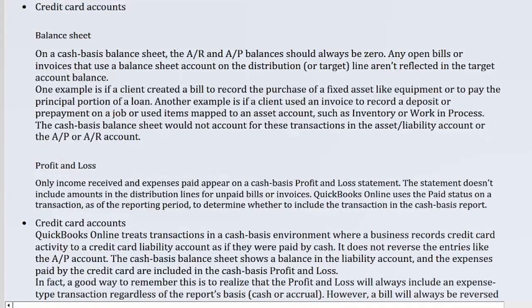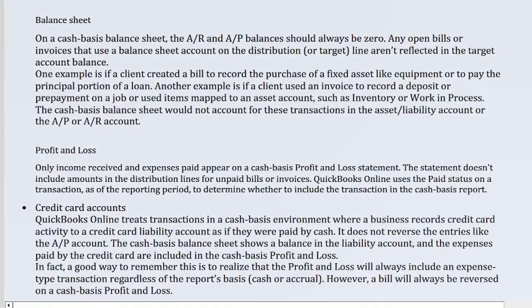Balance sheet. On a cash basis balance sheet, the A/R and A/P balances should always be zero. Any open bills or invoices that use a balance sheet account on the distribution or target line aren't reflected in the target account balance. One example is if a client created a bill to record the purchase of a fixed asset like equipment, or to pay the principal portion of a loan.